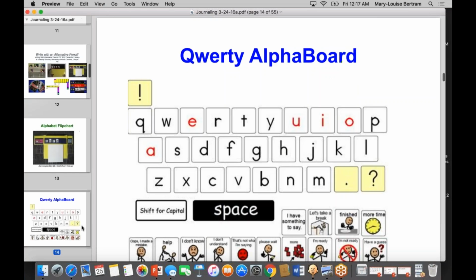And the next one shows a QWERTY alpha board. Sure. And this is a one-pager.